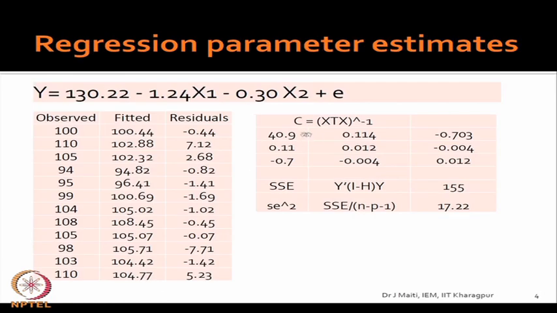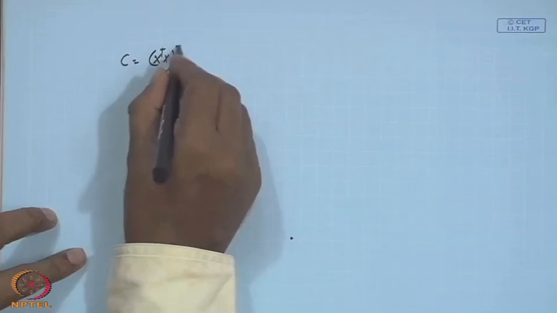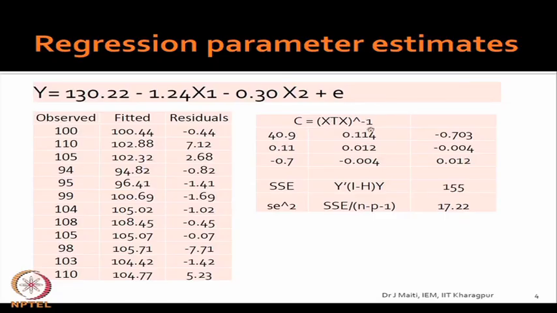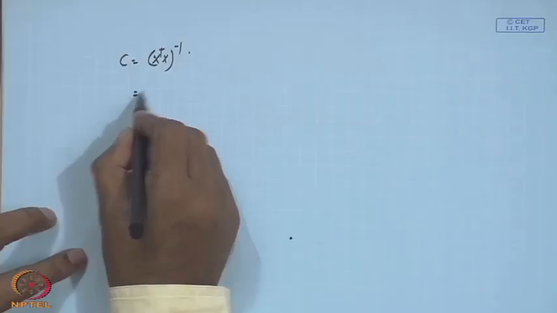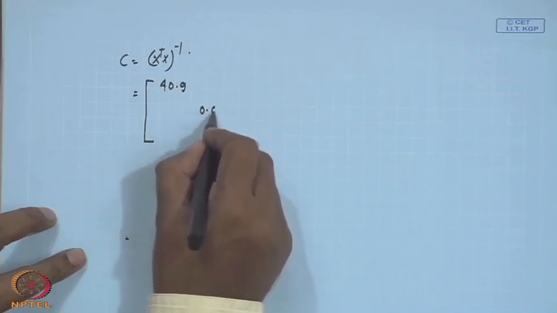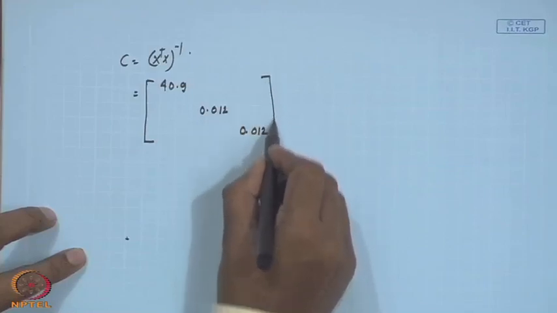Just let me see this. You see this, this is the C matrix. In this C matrix, how are these things coming? You can write that C is (X transpose X) inverse. This one I have written in Excel. This is (X transpose X) inverse. So, this value is 40.9. I am writing only the diagonal ones, 0.012, 0.12. Off-diagonal elements are also there.